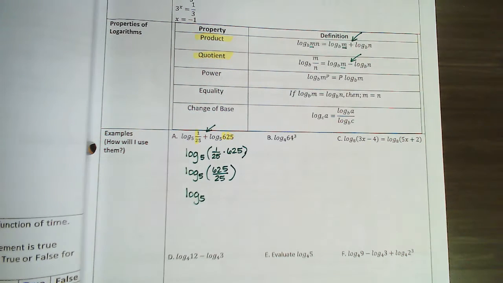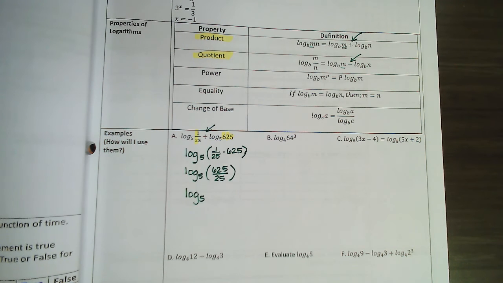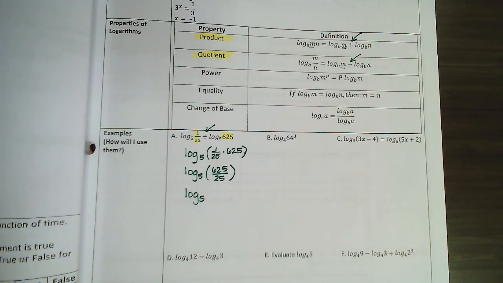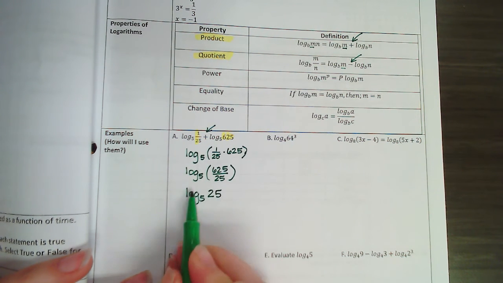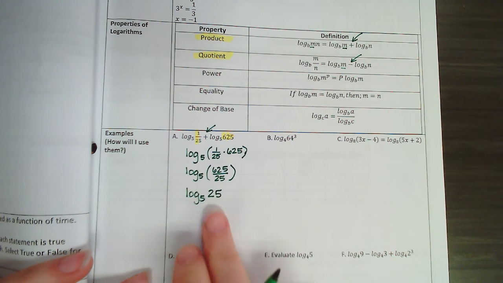And if you don't know what 625 over 25 is, don't worry, not a lot of people do. So let's go ahead and take out our calculator. 625 divided by 25, we get 25 actually. So what this allows us to do is get to that single log space.